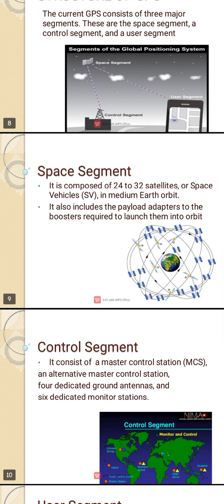Now we can see about space segment. Space segment is actually composed of 24 to 32 satellites or space vehicles in medium Earth orbit or MEO. That is, the GPS space segment consists of a constellation of satellites transmitting radio signals to users, and each satellite revolves around the Earth twice a day. It also includes the payload adapters to the boosters required to launch them into orbit.